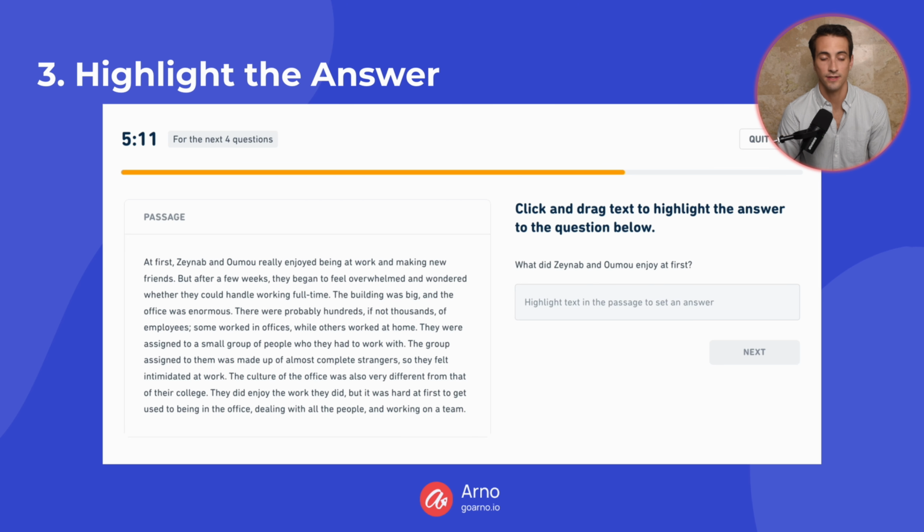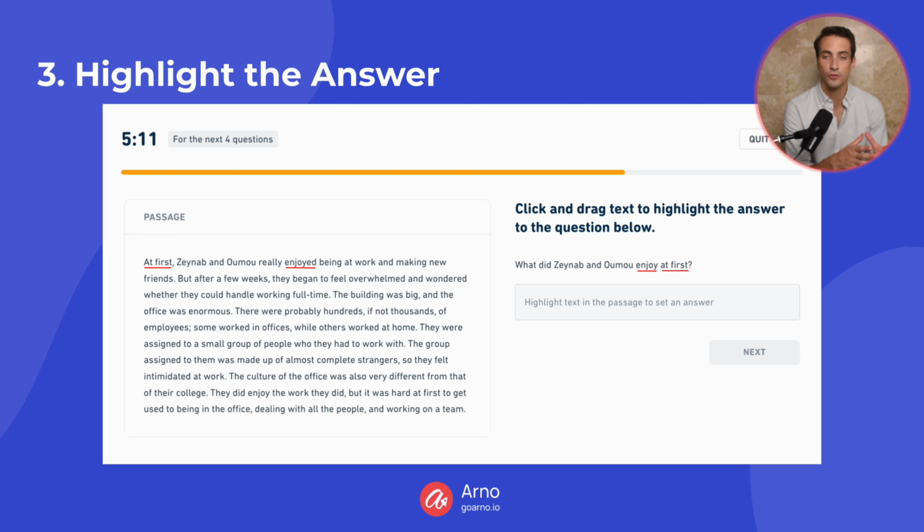So this question asks us, what did Zainab and Omu enjoy at first? Okay, what is the key vocabulary in this passage? Well, we have at first. And at first appears conveniently right at the beginning of the passage. All right, so that's where we can direct our attention. There's also enjoy. And enjoy appears in this first sentence as well.